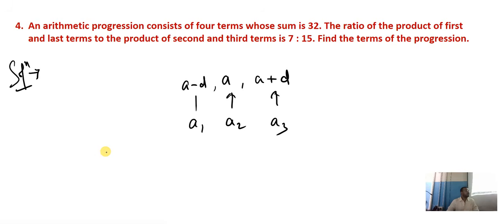Please understand this logic. Clear? If it is three terms, if they say sum of three terms, first you write center a, left में a minus d, right में a plus d. Understood? I hope you remember carbon and its compounds.